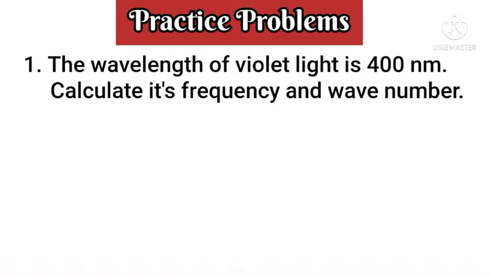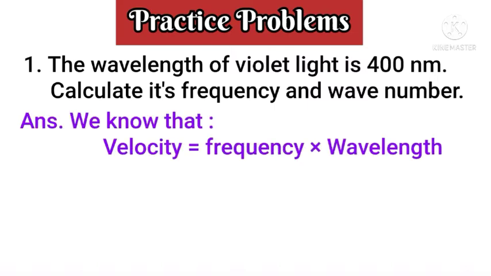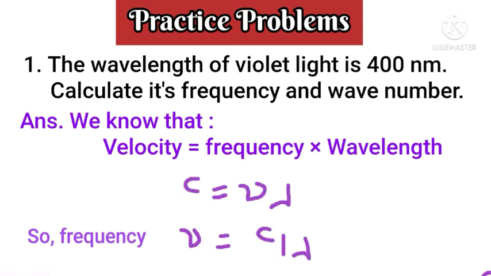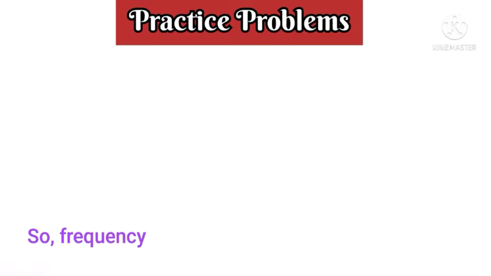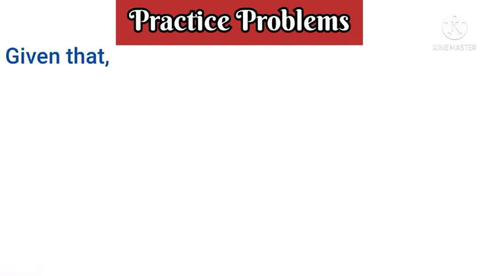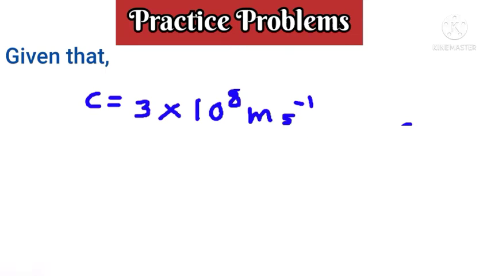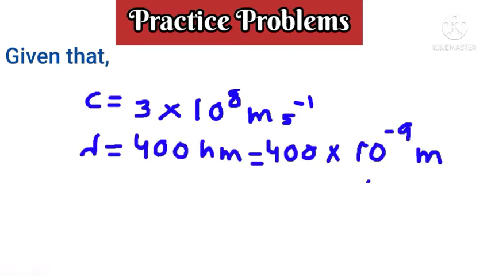Okay, so we know that velocity is equal to frequency into wavelength. That means frequency will be equal to velocity by wavelength. Now we know that all electromagnetic radiations travel with the same speed, that is 3 into 10 to the power 8 meter per second. And light is also an electromagnetic wave, so it will also have a speed of 3 into 10 to the power 8 meter per second. The value of wavelength is given to you, that is 400 nanometers.